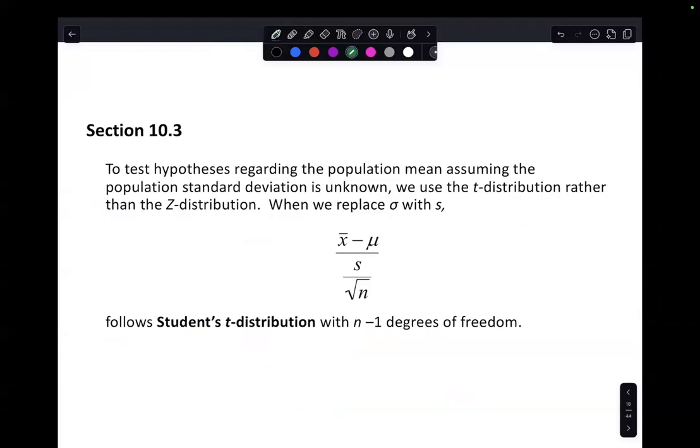All right, so that's the end of 10.2. That's all we have to do with the proportions, so put that in your pocket. And we're going to move on to means. And this is going to have a different calculator function, equally as useful. Okay, so what we do with this is exactly the same thing we were doing with proportions.